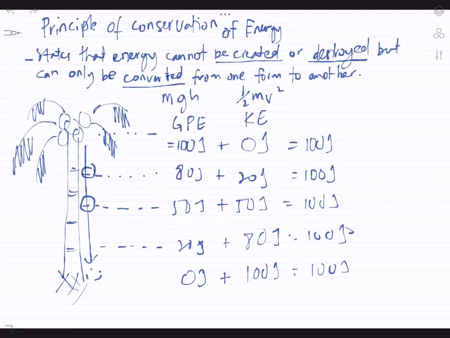Then the same thing happens here. And finally, you can see here when it reaches the ground, just before it reaches the ground, it is 0 joule because the height is 0 for gravitational potential energy. And the kinetic energy is the maximum now. It is 100 joule just before it touches the ground. So you can see here, 100 joules here comes from 100 joule of gravitational potential energy before it starts falling. And the total energy is still 100 joules. So this is what is meant by principle of conservation of energy.